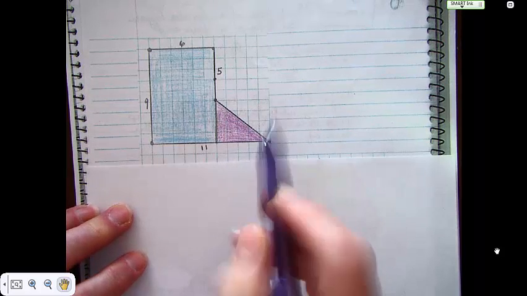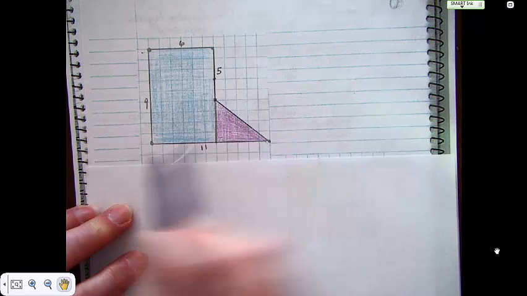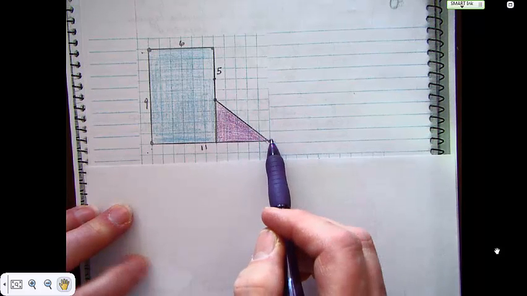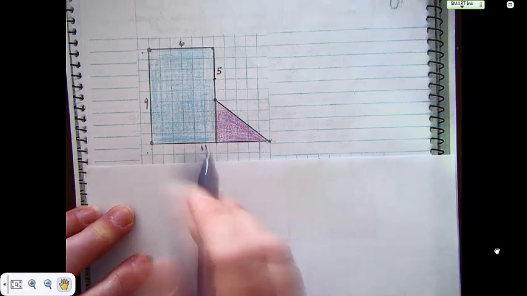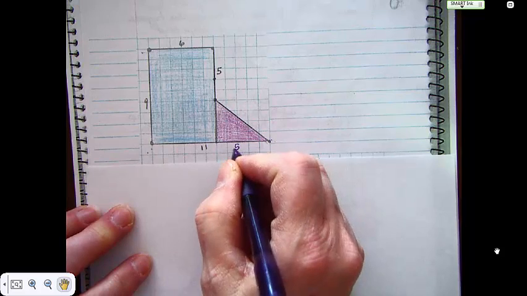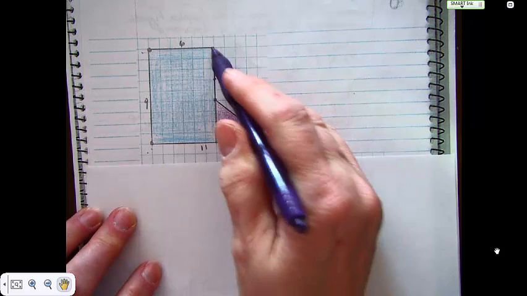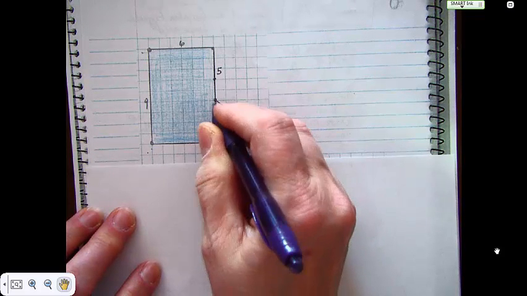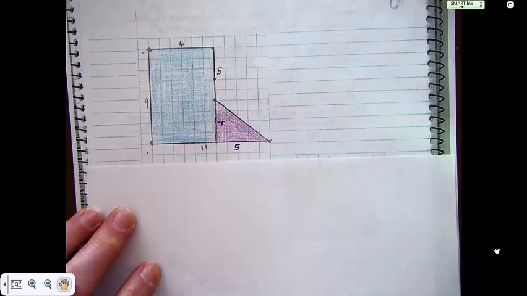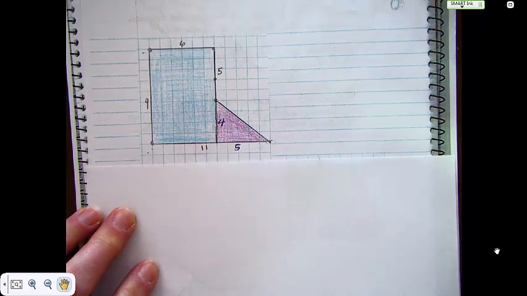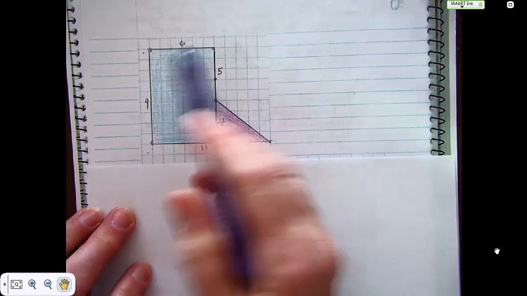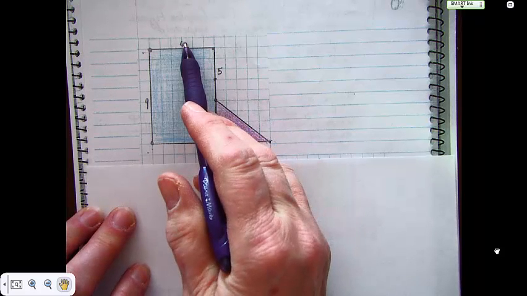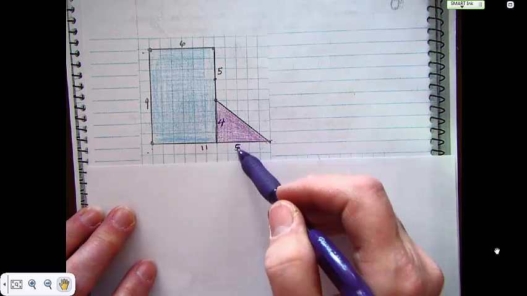We have 11 across the bottom. The top is 6, so if the whole thing is 11, then 11 minus 6 makes this 5. Okay, if this whole thing is 9, and from here to here is 5, then that makes this, the height right here, 4. So to find the area of these two figures, we could take 9 times 6, and then 4 times 5 divided by 2.